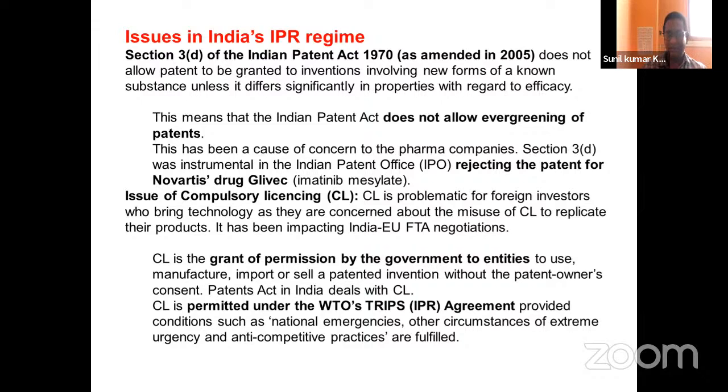This means that this Indian Patent Act does not allow the evergreening of patents. It is allowing majorly to register the innovations which are significant in their efficacy. And there are some rules and bindings to this IPR regime. There are some issues of compulsory licensing. This can be granted by the government entity, and this can be permitted under the WTO TRIPS agreement itself. That can provide conditions for national emergency, other circumstances of extreme urgency, and when anti-competitive practices are fulfilled.